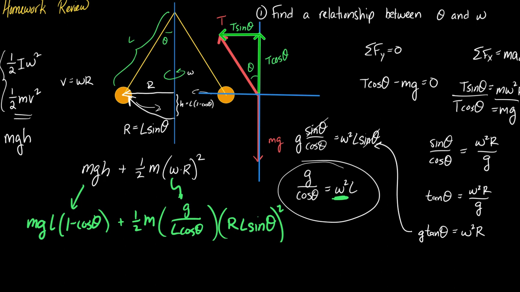It'd be really hard to do it the other way, writing the energy in terms of omega, because you'd have some kind of weird stuff with the sines and cosines. Yeah? Why do you keep the R? Oh, I shouldn't have kept the R, sorry. It's just L sine theta.